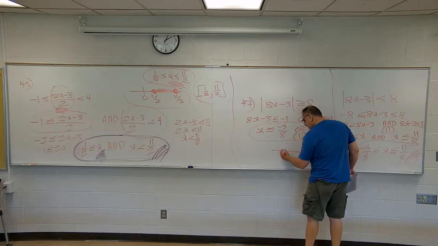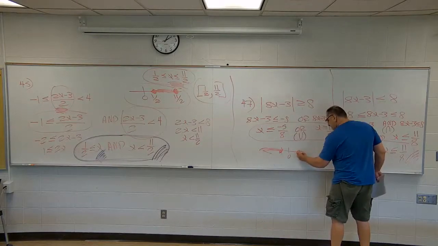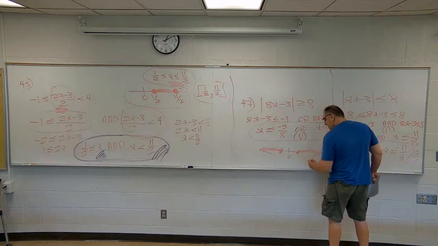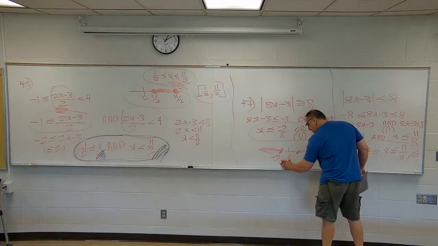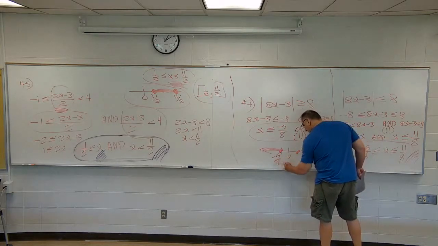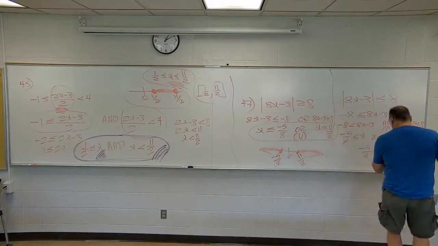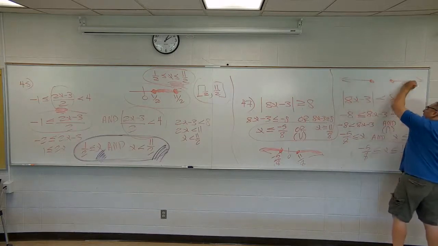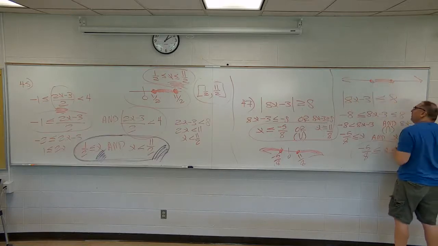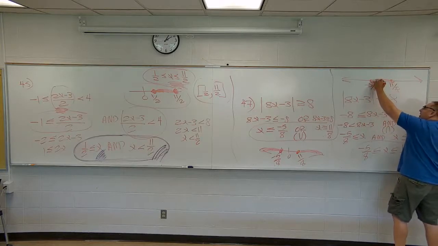Well, it looks like that going this way. The other guy going this way. This is negative 5/8. This is 11/8. Over here, it's the exact same guys, only it's in between the two. Here's the negative 5/8. Here's the 11/8. Here's the 0.